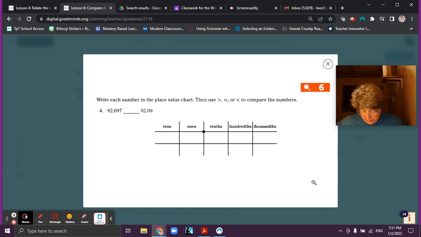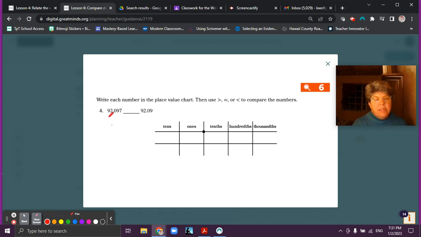So this is video 6.3 and you should be on page 56 to continue working, and it will look like this. All right, so we're going to write each number in the place value chart and then use greater than, equal to, or less than to compare the numbers. So we're just going to write it in.